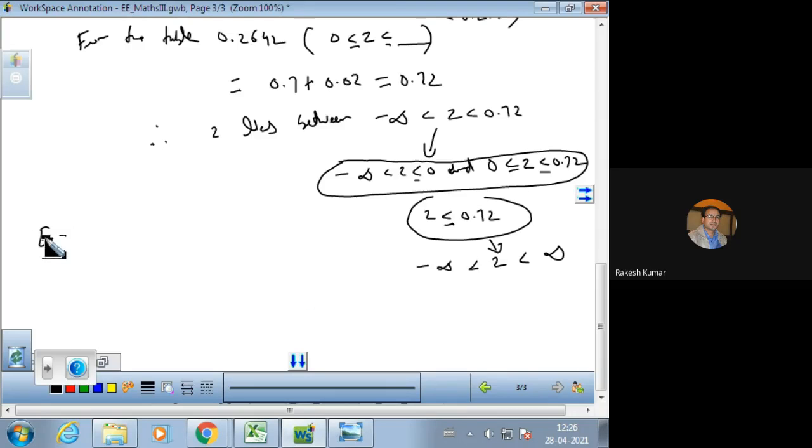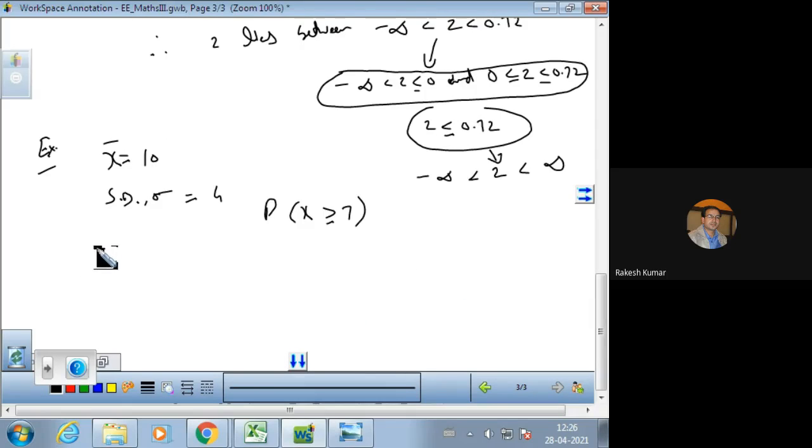Now let us discuss one more example. Let x be the random normal variable with mean, mean is given to us, that is 10, and your standard deviation sigma is 4. Determine the probability P(x ≥ 7). This is what we need to find out.